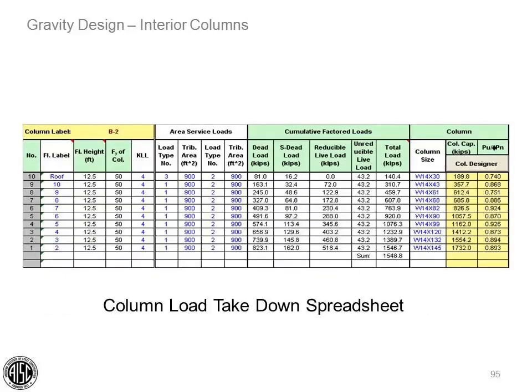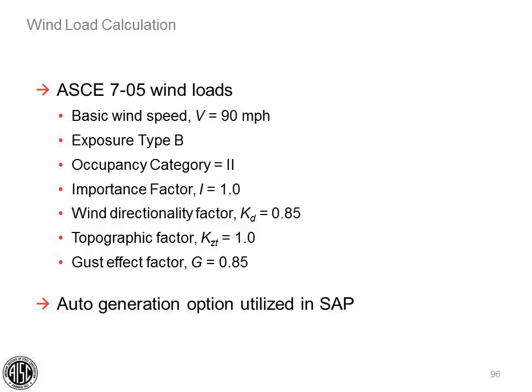Next, we use a column load takedown spreadsheet to determine preliminary sizes for each column. We'll use these as starting column sizes for our analysis model. For wind loads, we're using ASCE 7-05 and a basic wind speed of 90 miles per hour. I won't go through the wind calcs in this example. We'll use the auto-generated wind loads in SAP.